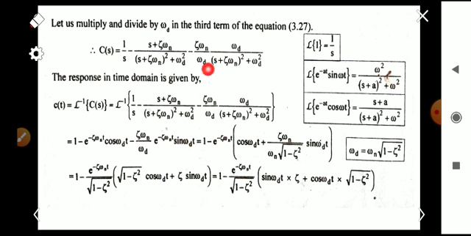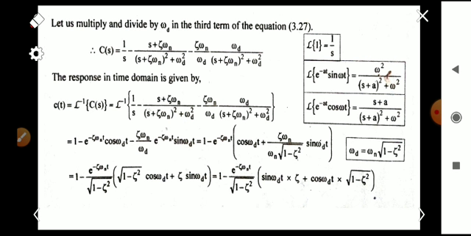Okay, and next we are going to find the Laplace inverse c of t, that is L inverse of C of s. So we know that the Laplace inverse of this 1 by s becomes 1 here, and that of (s plus zeta omega n) by ((s plus zeta omega n) square plus omega d square).